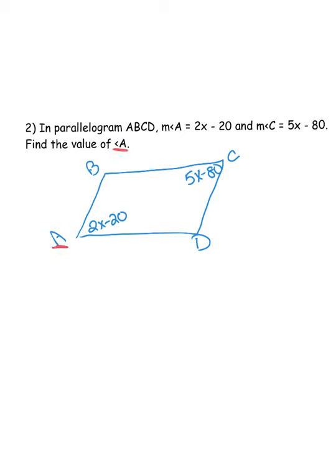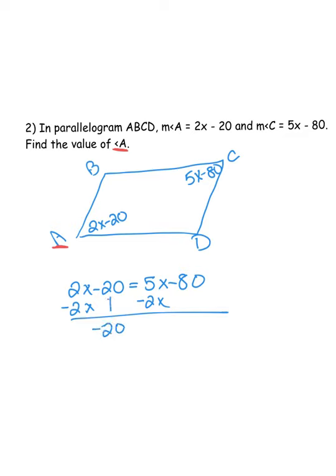So looking at the picture that I just drew, angle A and angle C are opposite. So that means that they are congruent. So 2x minus 20 equals 5x minus 80. We're going to move our x's to one side.